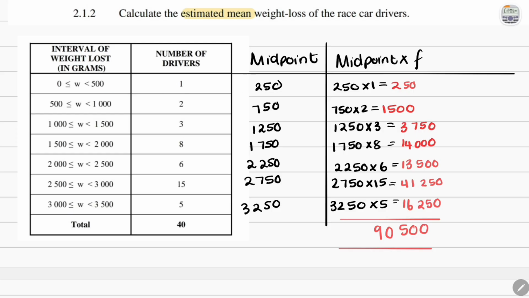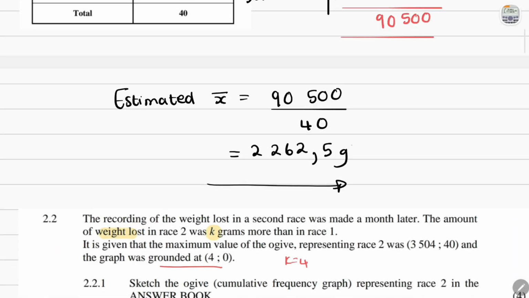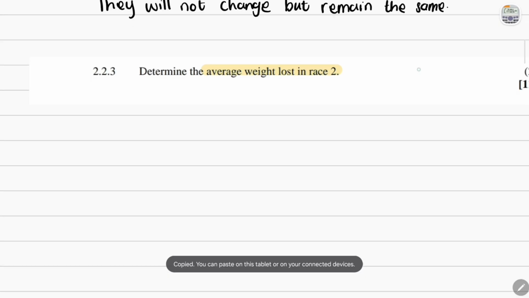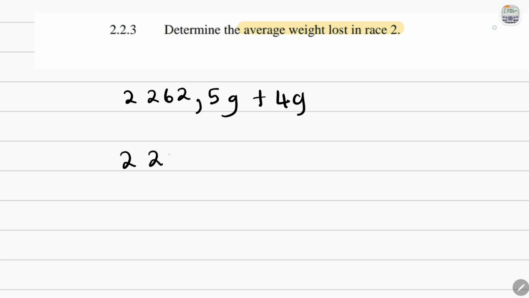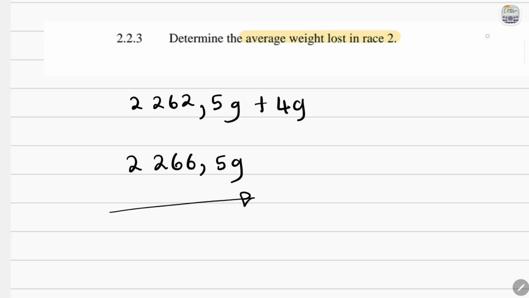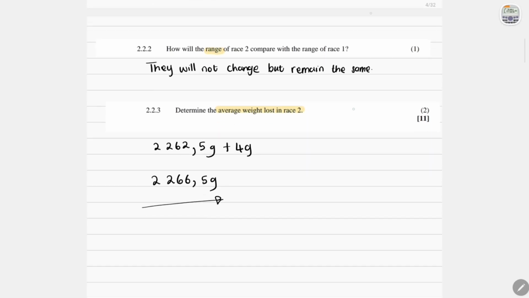Now you see that when we were calculating the estimated mean, the weight loss in this category was 250 grams. You see that that's just an added 4 to it. So we're just going to take the mean that we already had, the average here, and just add that 4 grams, that has been added because it's 4 grams across everything. So the average weight added was 4 grams. So just plus 4 grams. So that is 2,266.5 grams. And that is our answer. And that is it for question 2.